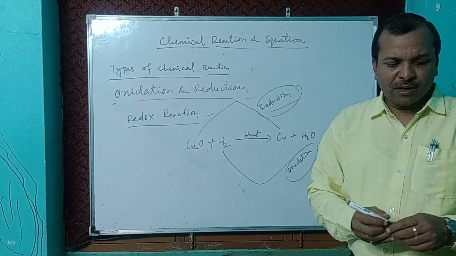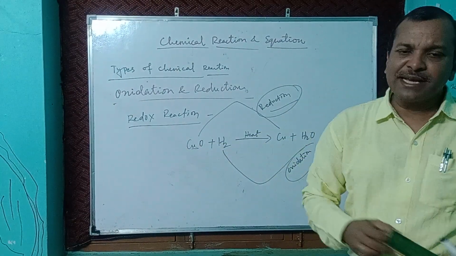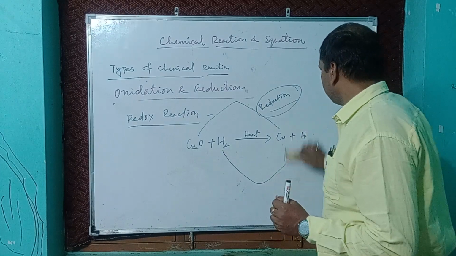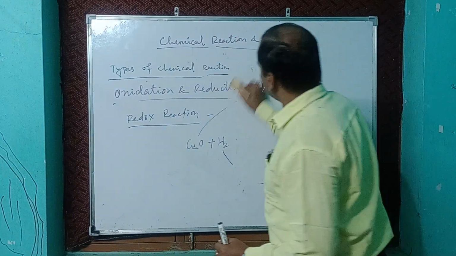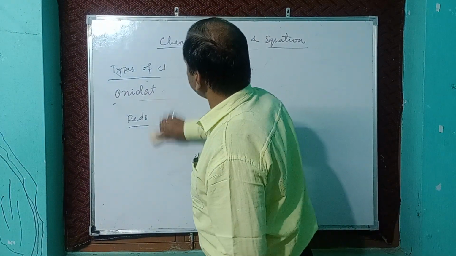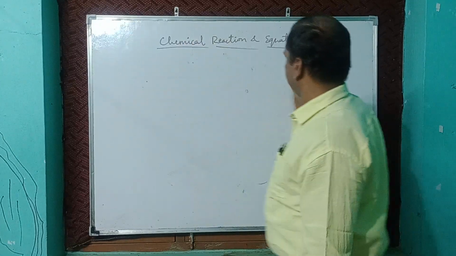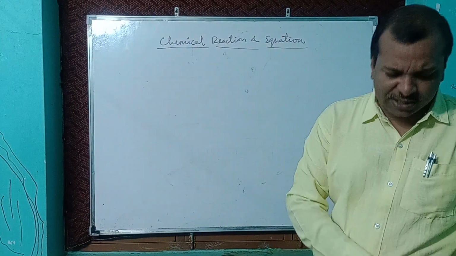Clear? Now the last one is exothermic and endothermic reaction. Fifth one is exothermic and endothermic reaction. Exo means what?